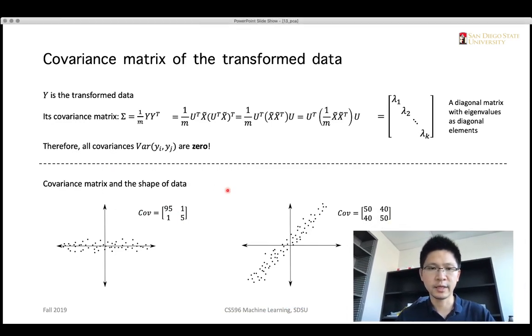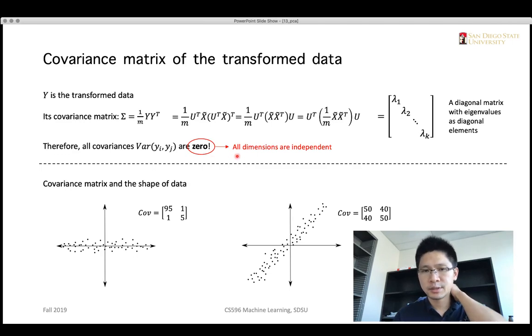If you look at the left, the covariance between the 2 dimensions is very low, and the data will look like this. And if the covariance is big, then the plot will look like this, on the right. This is probably not the best way to visualize the data, because we are not choosing the 2 dimensions that are independent of each other. In this case, on the left, the 2 dimensions we choose are more independent of each other, because the covariance is very small. So in one word, this 0 in the covariance matrix means that all dimensions are independent.